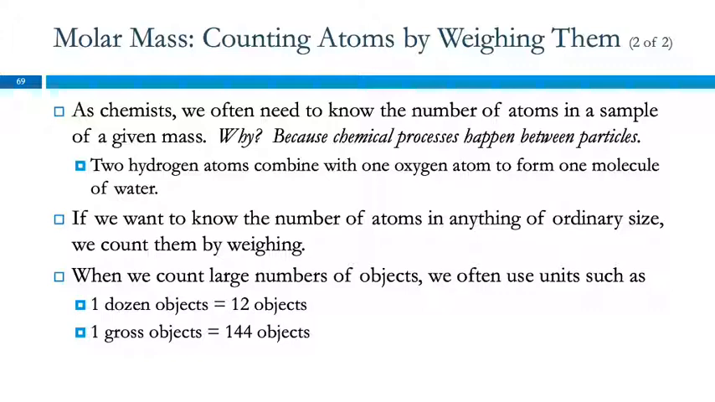When we count large numbers of objects, we often use counting units, such as a dozen. We are all very familiar with a dozen, but probably haven't thought much about what a dozen is or how kind of strange it is. A dozen means 12 things, right? You could have a dozen pencils, you could have a dozen eggs, you could have a dozen Krispy Kreme donuts, those sound kind of good right now. It's 12 of anything, right?